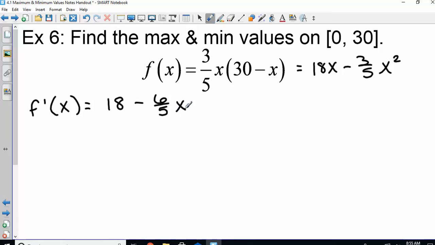Okay, is this ever undefined? No. If you have a fraction, you have to look at what makes the bottom 0. If we have like an absolute value, we have to look at that breaking point because it'll be undefined there. But for this case, it's just a polynomial, so we're good. So if we just set that equal to 0, add over my 6/5, you multiply by the reciprocal. 18 divided by 6 is 3, times 5 is 15.